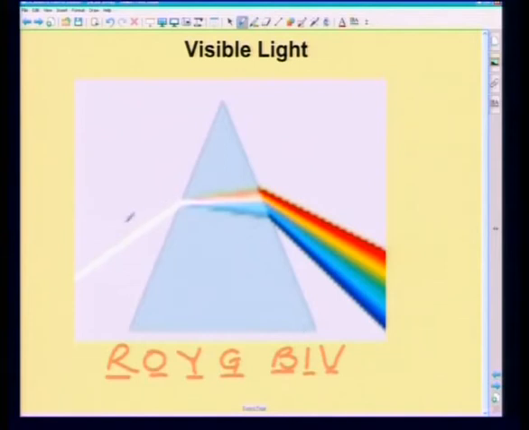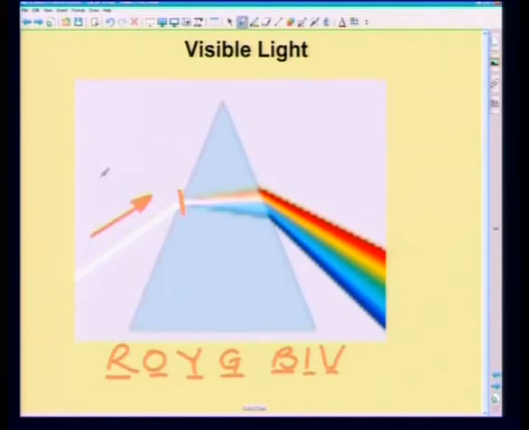Now, let's look at this white light here. Here is white light. It enters a prism. When it enters a prism, it begins to disperse from that point. So we see it splitting into several colors. And we know that those 7 colors are the red, orange, yellow, green, blue, indigo, violet.